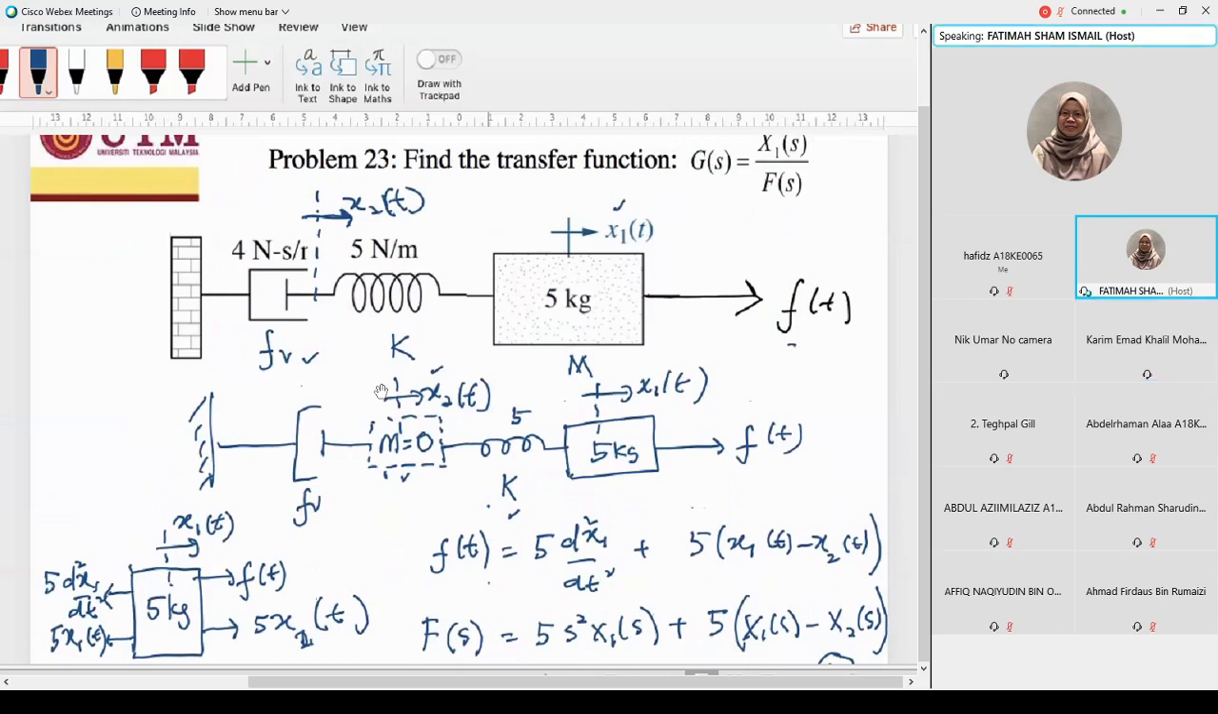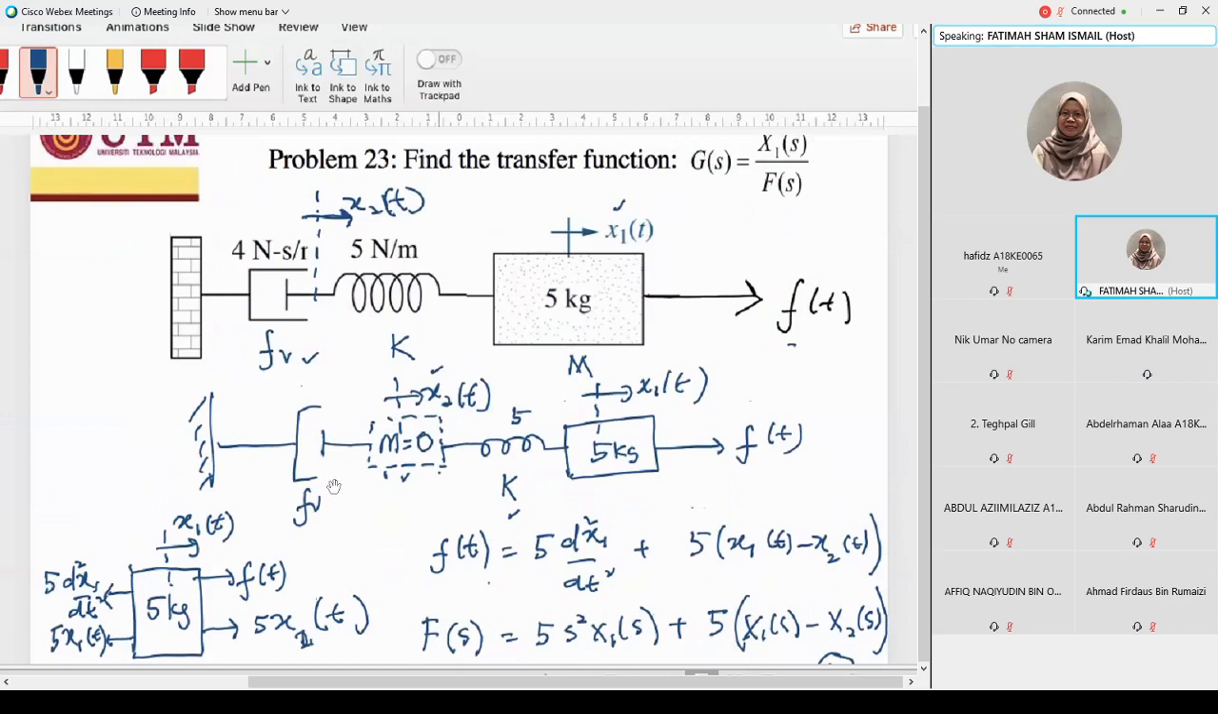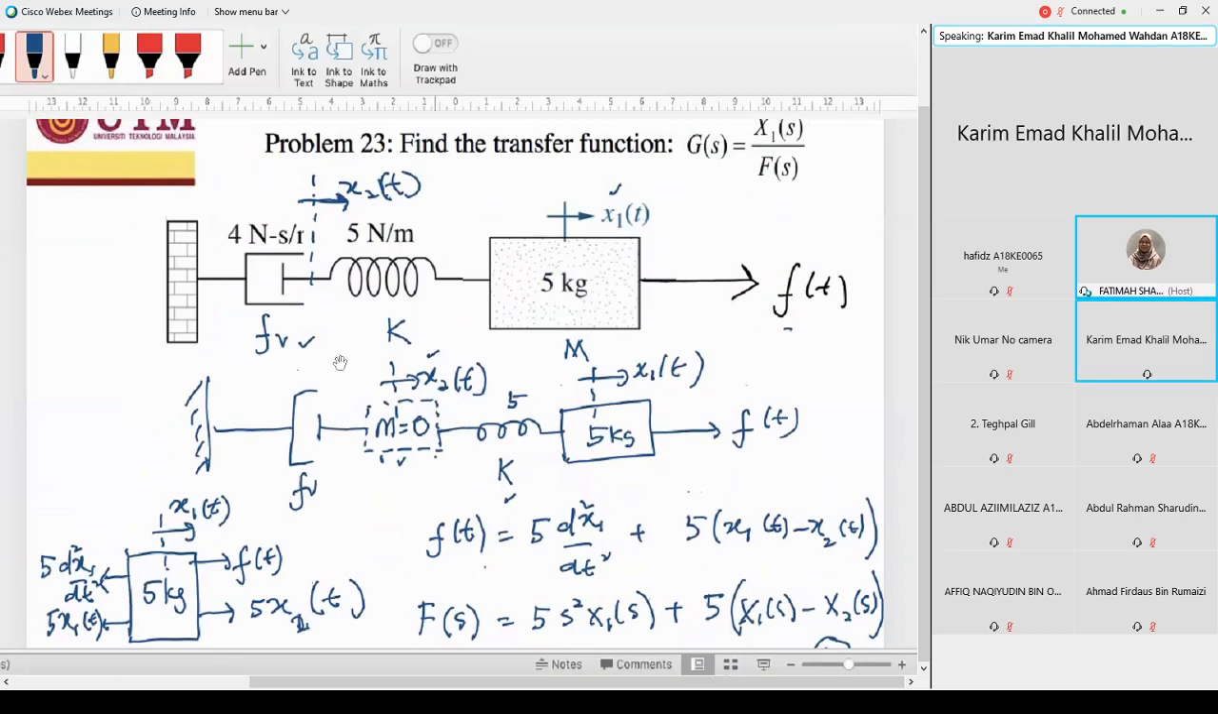Doctor, I have a question regarding the x2. Why do we even have to put the x2 in the first place? Why do we need to put x2? I mean M2 and x2. Yes, the full block.